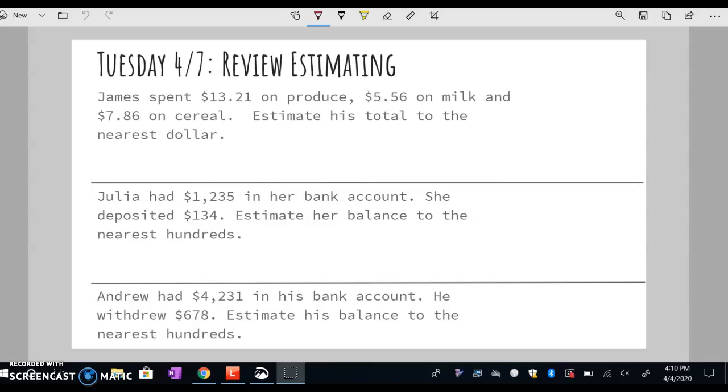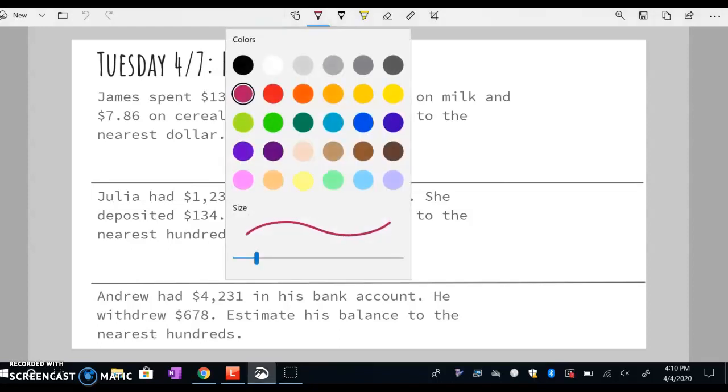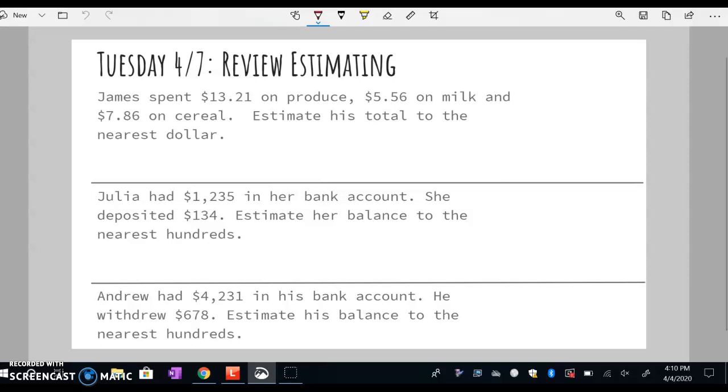Hi, so today we're going to review how to estimate, which is really the whole point of rounding. So it's how do we actually use our rounding in real life. And in real life, we use rounding so that we can estimate the answers to problems. And most often, we tend to use rounding and estimating when we're talking about estimating dollar amounts. So that's the examples we're going to practice with today.